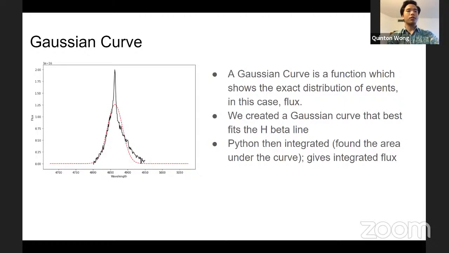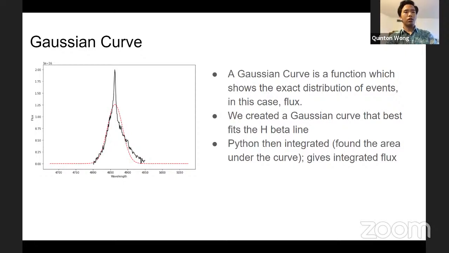Okay, so Gaussian curve. After we've created our spectra graph, we now want to focus on the H beta line, which is the part that we're using. And so we create what's called a Gaussian curve. To put it simply, a Gaussian curve is just a mathematical model. In this case, it's showing the distribution. For us, we're using it to show the distribution of flux, but you could think about it like a bell curve. It's a common shape that comes up in statistics a lot.